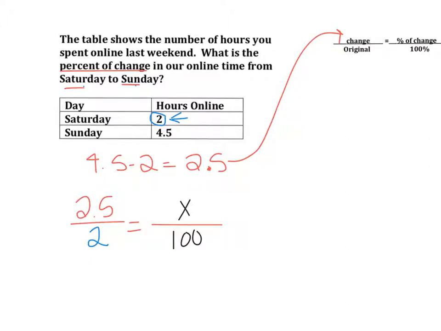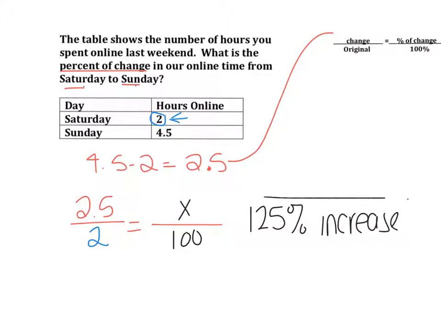And so I will use cross multiplication here. 2.5 times 100 divided by 2. And I see that it is 125%. Now I have to decide, is that a percent increase or decrease? Well, Saturday we spent 2 hours online. Sunday we spent 4.5. Well, that's a percent increase. It went up 125% from Saturday to Sunday.